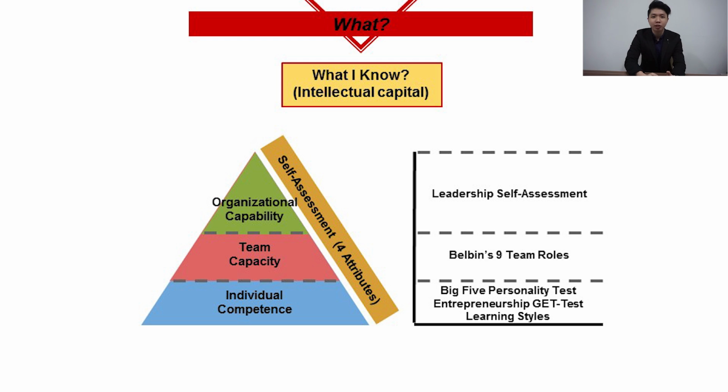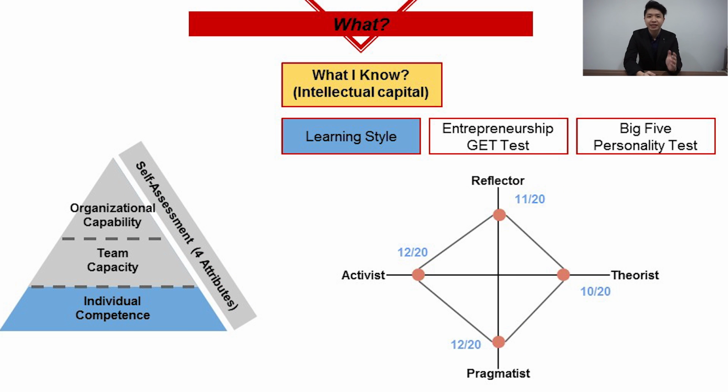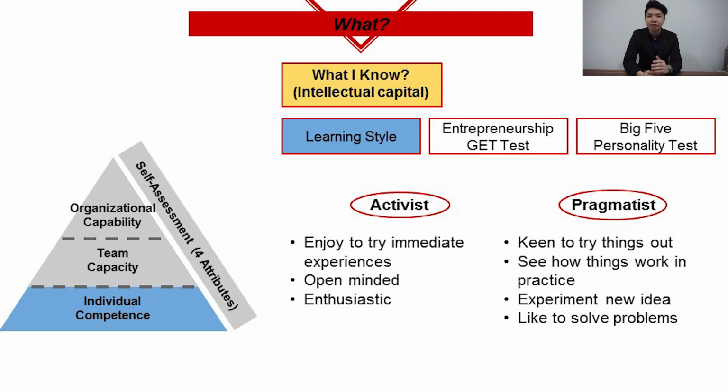Based on the results, I can be seen as an individual who is curious, passionate, persistent, and also flexible. Also, on the result of my learning style test, I scored highest as an activist and a pragmatist learner with a score of 12. As an activist learner, I'm a person who enjoys trying immediate experiences since I'm open-minded and enthusiastic. From the 4 variables, I also got a high score in the pragmatist variable. A pragmatist learner is keen to try things out and see how things work in practice. As a pragmatist learner, I usually like to experiment with new ideas and solve problems by making practical decisions. And that's all about my learning style test.